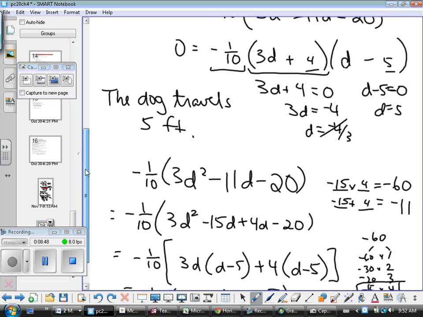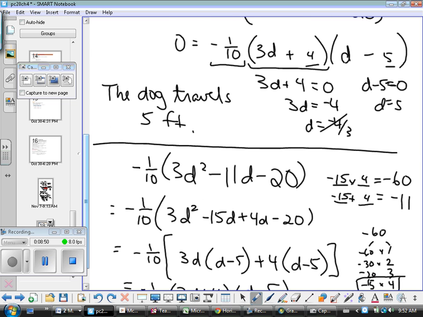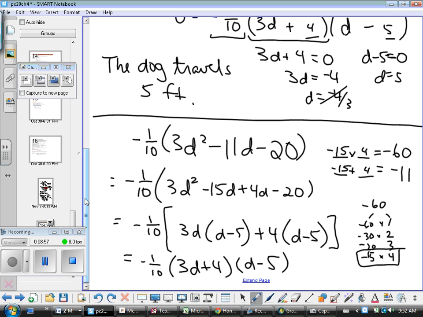And just to show you a longer way to do it, if you're not that comfortable with the reasoning and the trial and error, it's really not too bad to go through the whole process if that's what you're comfortable with.